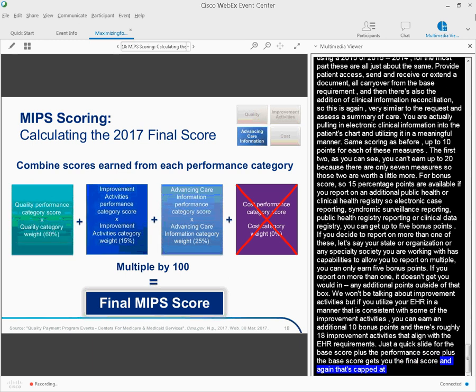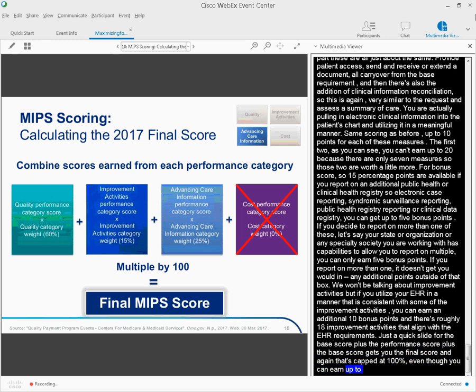Just briefly, your entire MIPS score comes from 60% from the quality category, 15% from the improvement activities category, and 25% from the advancing care information category. Cost, as Radhika mentioned, is 0 for 2017. All of that is multiplied by 100 to give you your final score, anywhere from 0 to 100.